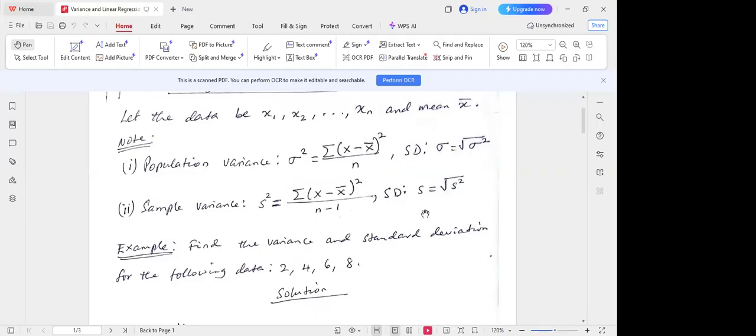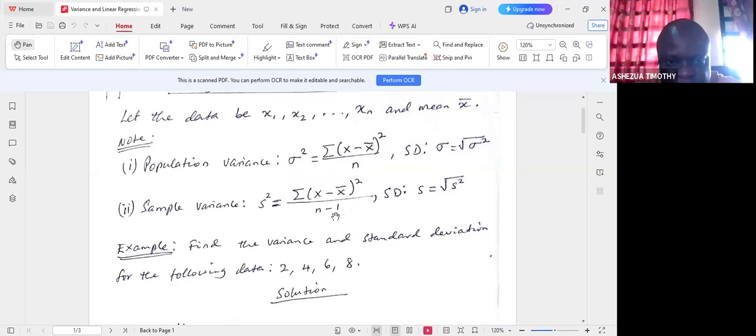I wanted to ask about the formula for sample variance. Is it the same thing as the formula for standard deviation? This is sample variance. Standard deviation is the square root of variance. This is standard deviation. That's why I say SD. SD means standard deviation. S squared is the whole of that.